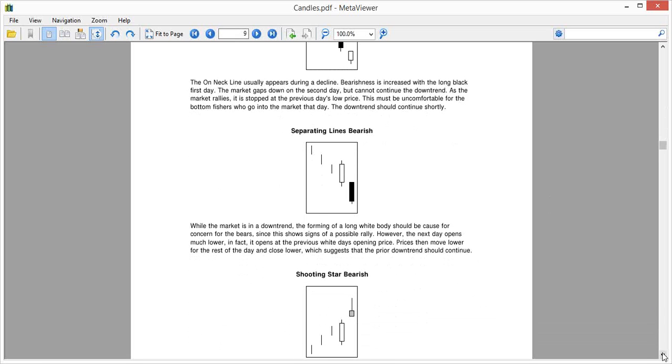Separating lines bearish. While the market is in a downtrend, the forming of a long white body should be cause for concern for the bears, since this shows signs of a possible rally. However, the next day opens much lower. In fact, it opens at the previous white day's opening price. Prices then move lower for the rest of the day and close lower, which suggests that the prior downtrend should continue. Okay, so again, these are resistance levels.